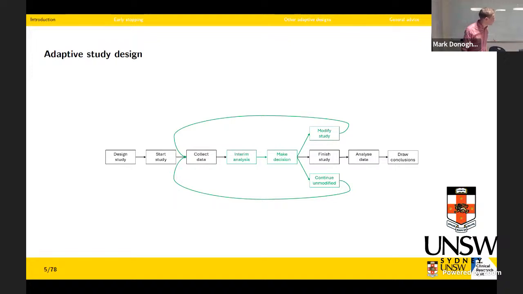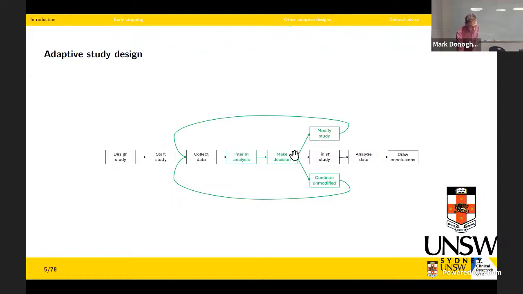In an adaptive study design, we have some extra steps. So while you're collecting the data, you can kind of stop and analyze it. And then you can make a decision. You can decide that you want to modify the study in some way. You can decide that you continue without making any changes and go back to collecting data. Or you might make the decision to finish the study there and then analyze it and draw your conclusions.